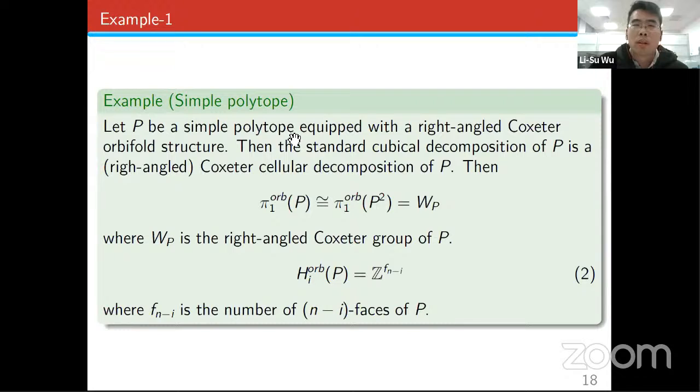The first is a simple polytope with the right-angled Coxeter orbifold structure. Then the standard cubical decomposition of this simple polytope is a right-angled Coxeter cellular decomposition of P. Now its orbifold fundamental group is isomorphic to the orbifold fundamental group of this decomposition, and written down, that is the right-angled Coxeter group of P. And the orbifold homology group of P is given by Fn minus i, where Fn minus i is the number of the n minus i faces of P.